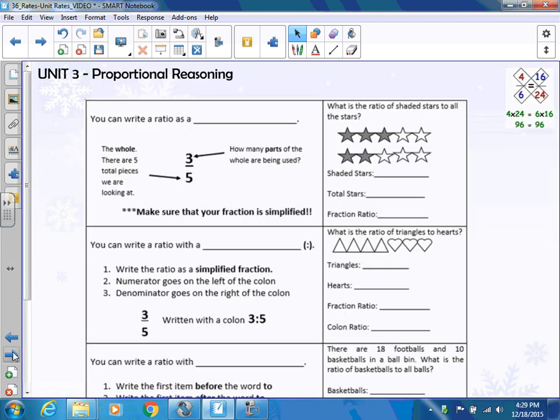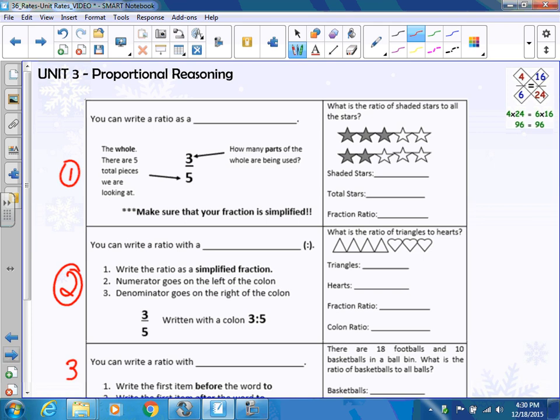Okay, so let's look at some other ways that we can write them. We said there were 3 ways that you can write them. Here's your first way, here's your second way, and here's your third way. And we're going to go through each of these right now. Your first way is you can write them as a fraction. This is the most common way. The whole is typically on the bottom, and the part is typically at the top. As long as you're keeping everything lined up the same, it should be fine.